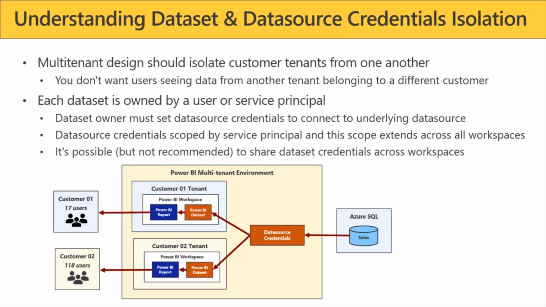Now, the data set owner must set data source credentials. If user 1 owns a data set, user 2 can't set the data source credentials. The data set owner has to be the one that sets them. Now, also, data source credentials are scoped by the user or service principal, but not by the workspace. So, for a service principal, you'll have data sources which have a scope that extends all the way across the tenant.